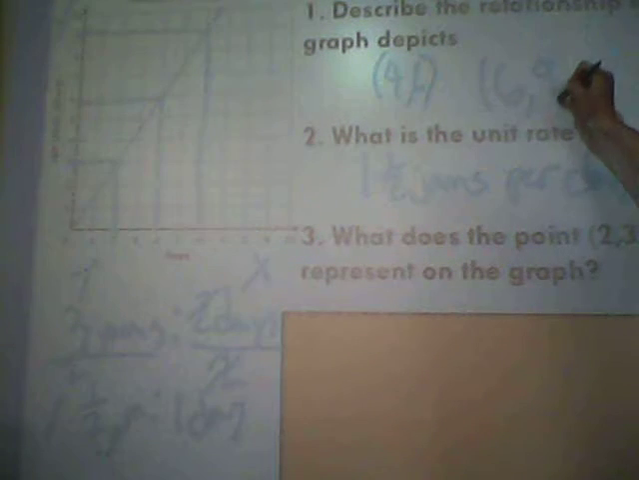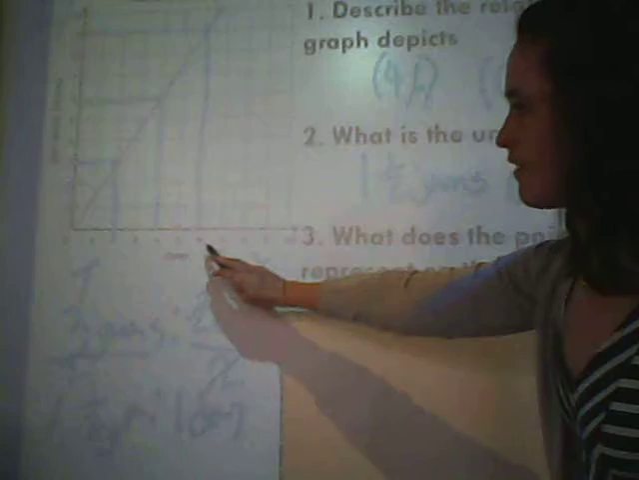And why don't you try this one? What about the point 6, 9? What does that point represent on the graph? It means for every 6 days I have, I will actually make 9 liters of jam. Because this 6 is my x and 9 is my y. So I'm just reading the units based on that. Beautiful. Just one more question.